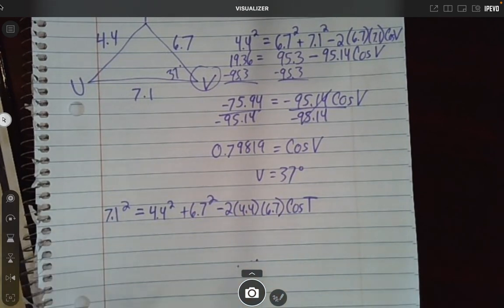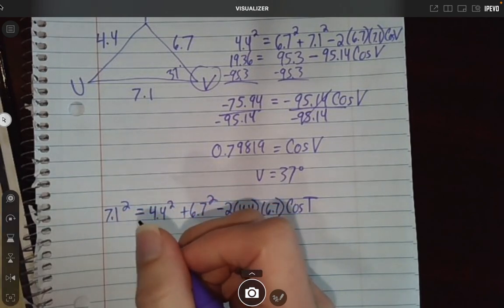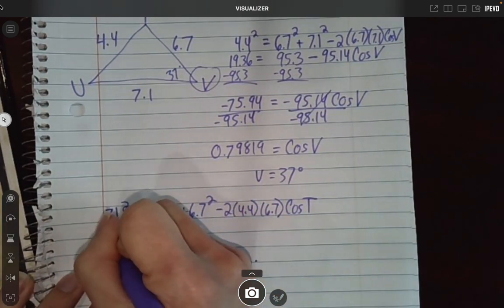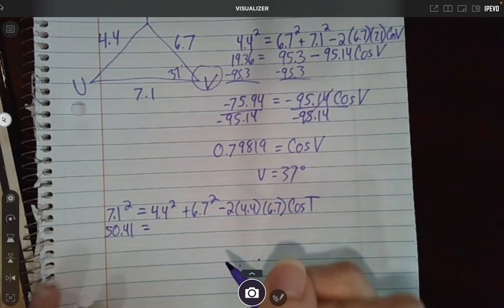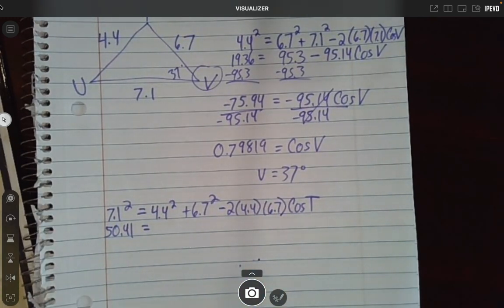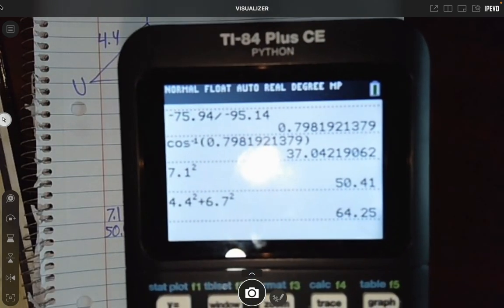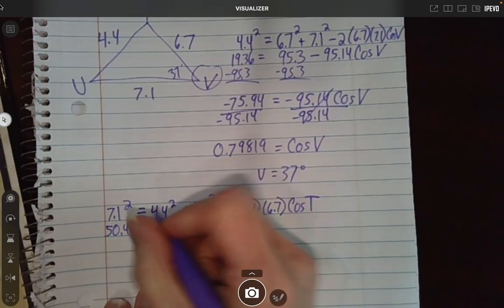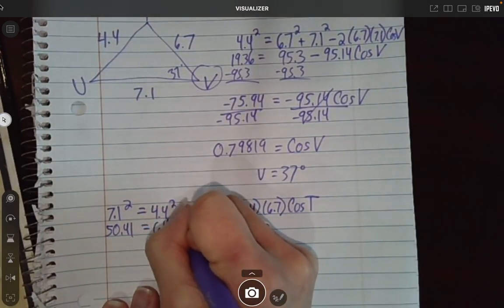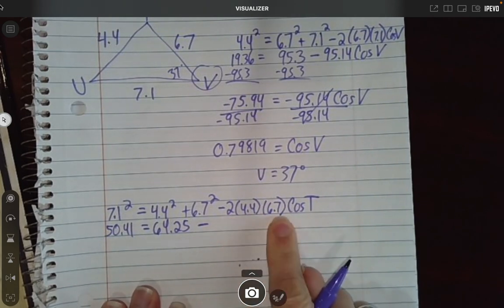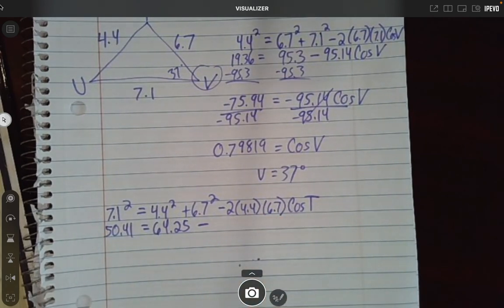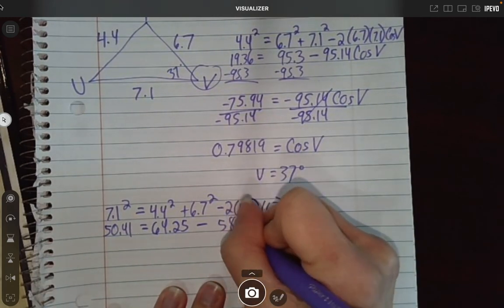So what is 7.1 squared? 50.41. Then I'm going to type in the other two things. Let me show you the 4.4 and the 6.7. That's what you were saying? Yeah, that is 64.25. Then I'll type in these three things: 2 times 4.4 times 6.7. And I get this.